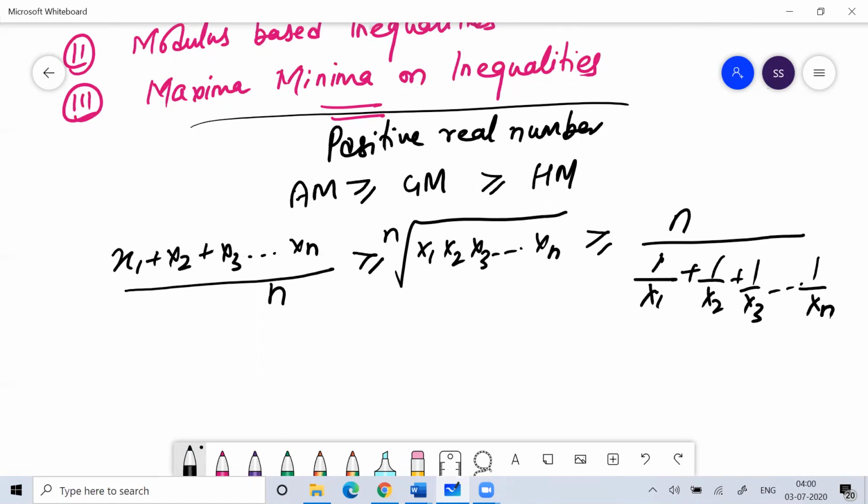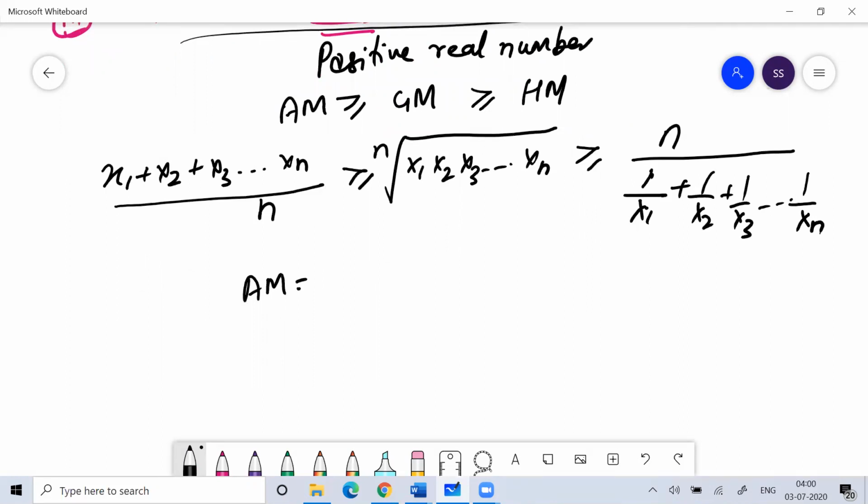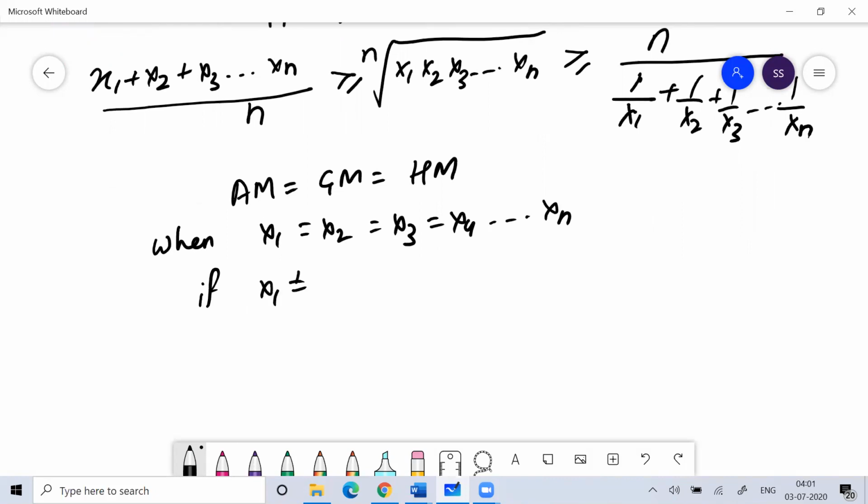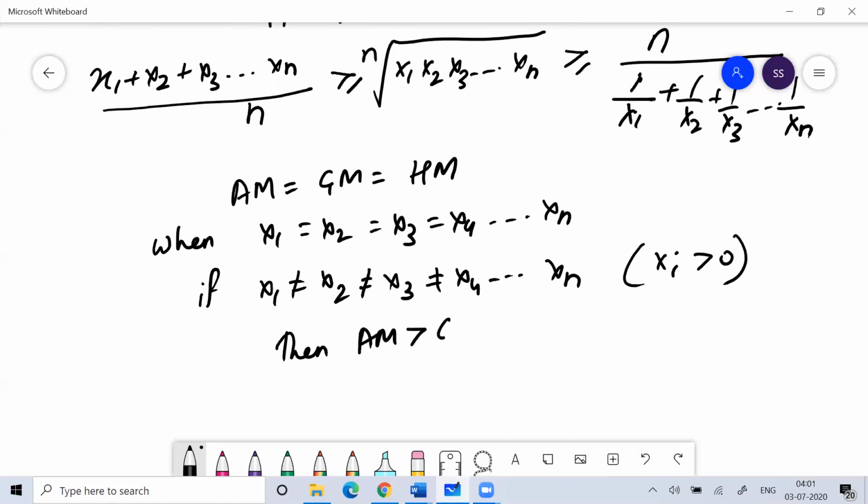Keep one thing in mind: the arithmetic mean equals the geometric mean, which equals the harmonic mean, only when the numbers are positive real numbers and they are all equal. If the numbers are not equal, then the arithmetic mean is greater than the geometric mean, and that is greater than the harmonic mean.